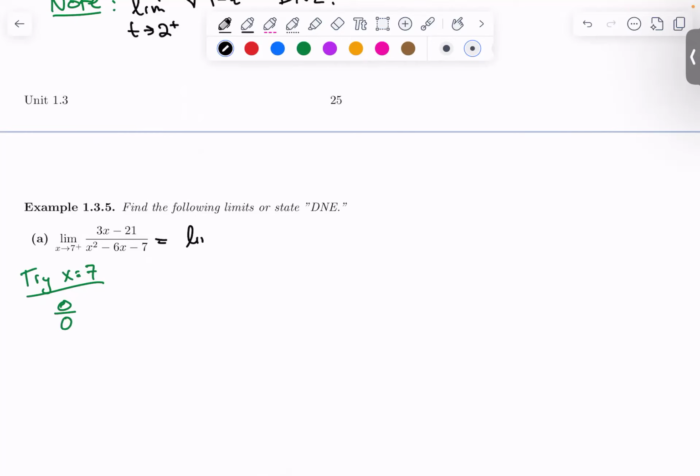So this becomes the limit as x approaches 7 from the right of 3 times x minus 7 over x minus 7 times something. And what do I need to multiply x by to get x squared? 1x. And what do I need to multiply negative 7 by? A plus 1. And the x minus 7s cancel.